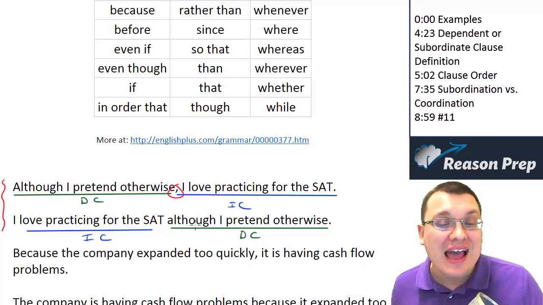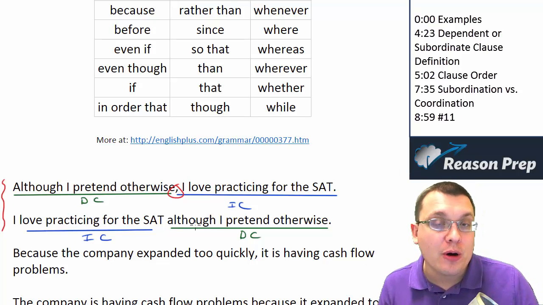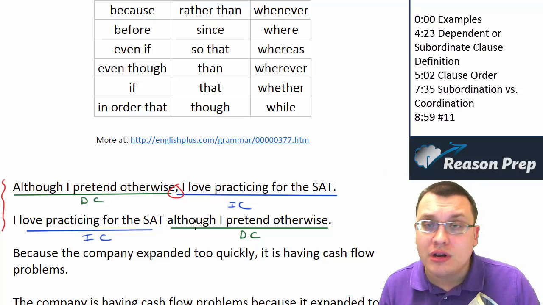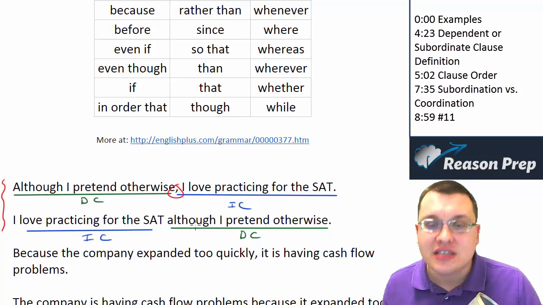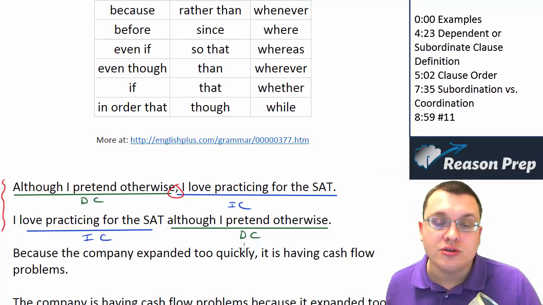When the dependent comes after the independent clause, for the purposes of the test that we're taking, you don't use a comma here, though in real life there is some complexity with this. For the purposes of what we're dealing with, we don't use a comma here, so you just connect them all the way through.